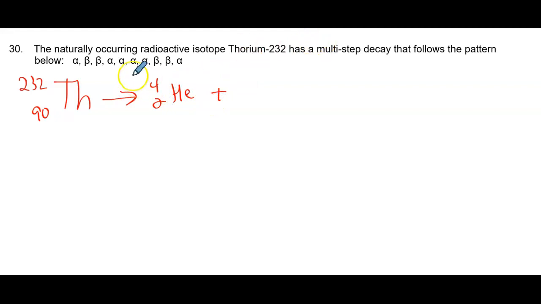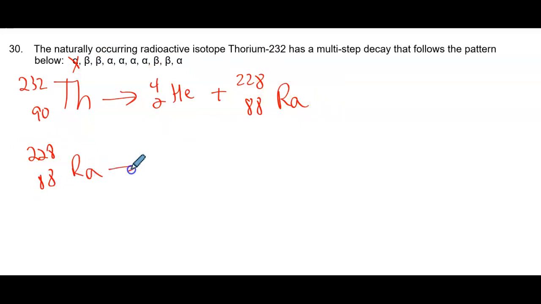What's left? Remember, we're thinking about the math. So 4 plus what gets me to 232? 228. And 2 plus what gets me to 90? 88. And 88 is element Ra. So you've done this one. Then you're going to take this 228, 88 Ra, and it's going to emit a beta particle, so 0, -1 beta. So then this is going to be 228, and this is going to be 89, which is Ac. And then you're going to take that down and go through all the list to see what you end up with. Good luck. Please don't hesitate to reach out if you need some help.